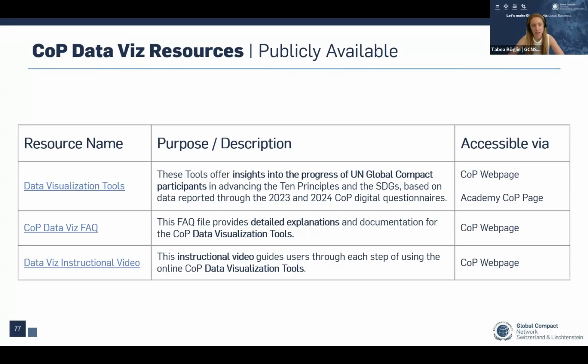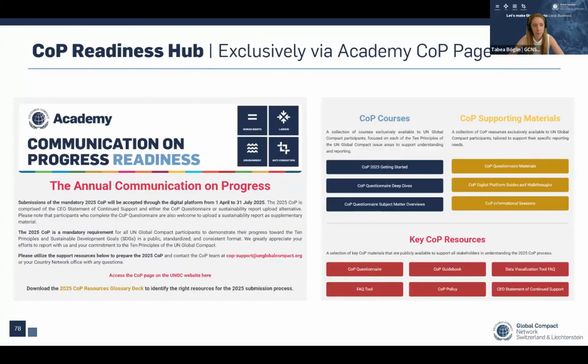And you can also see specifically where these resources are located, whether it's the COP webpage, the Academy, or so on, on the right-hand side of the table. Then we have the COP Readiness Hub, which is exclusively available via the Academy COP page, which is a great tool, and I'd really recommend you to look into. You also have the questionnaire, the guidebook, the policies, and so on available there. We also have the link to COP courses, and again, the supporting materials, and really everything's there too, in case you're trying to find something.